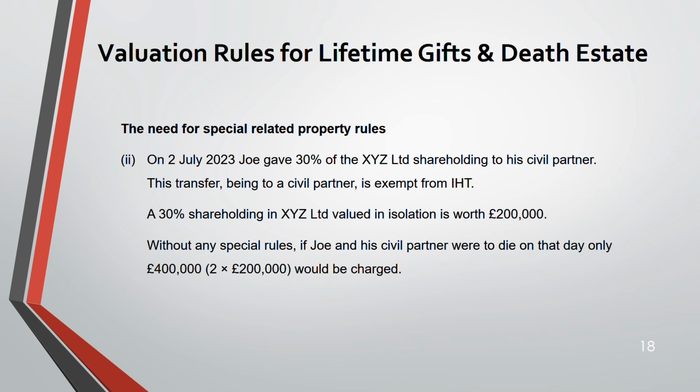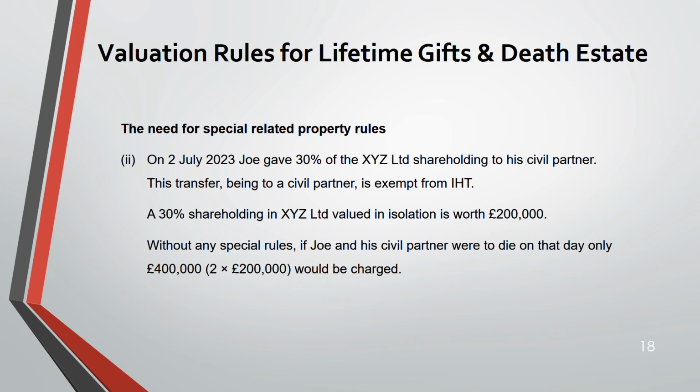Understand the scenario. First, XYZ was having 60% alone. He paid the entire IHT on 600,000. Now, 30% is worth 200,000. So Joy is having 30%, and he is paying on 200,000. The civil partner is having 30%, which is also valued at 200,000. He is also paying on 200,000. So that's why 200,000 into 2. They are paying IHT on 400,000. If they both were to die, IHT will be on 400,000. Both have to pay IHT.